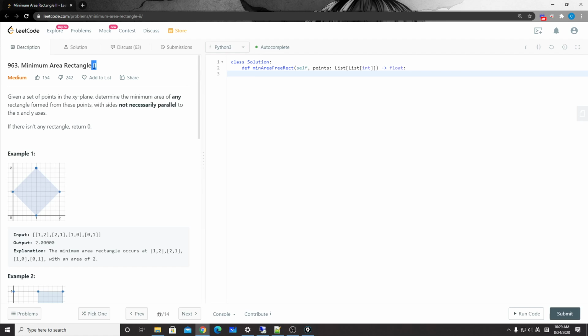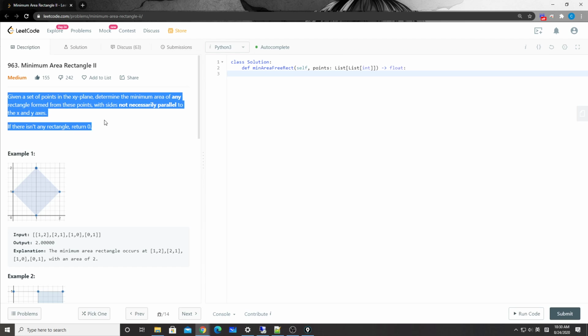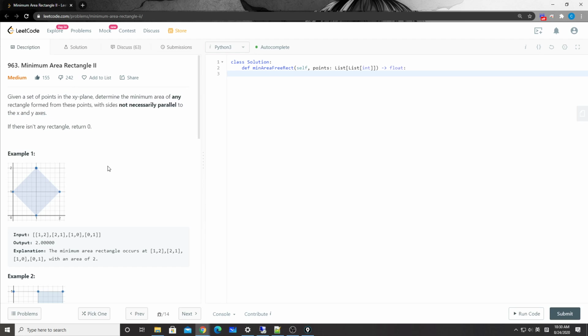So I believe a few days back, we discussed the minimum area rectangle number 1. So this time, let's take a look at number 2. And if you still remember, in number 1, everything else is the same. The only difference is that in number 1, all the lines that make up a rectangle have to be either vertical or horizontal.